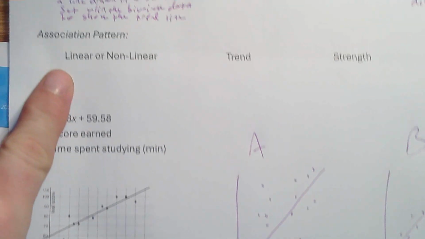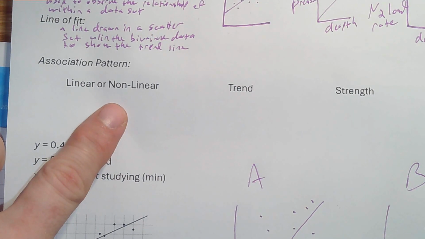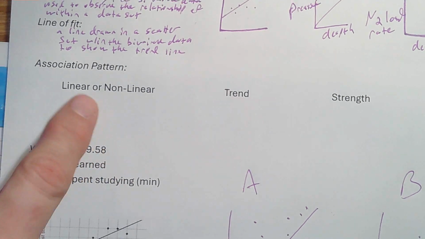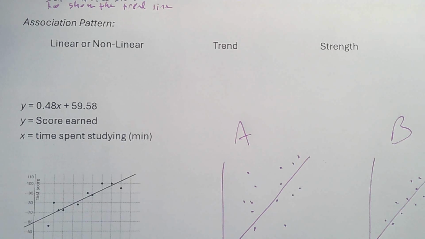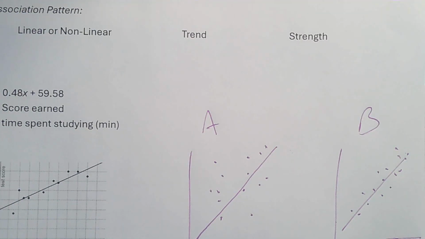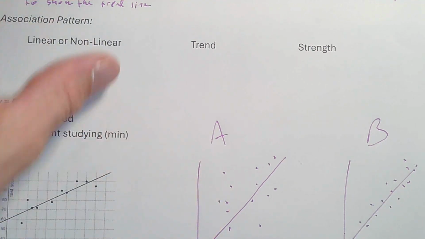An association pattern, right? There are three different things you have to evaluate when you're looking at how the association is. There are three different characteristics when you're looking at the association within these trends, okay? So you're looking to see if it's linear or nonlinear.